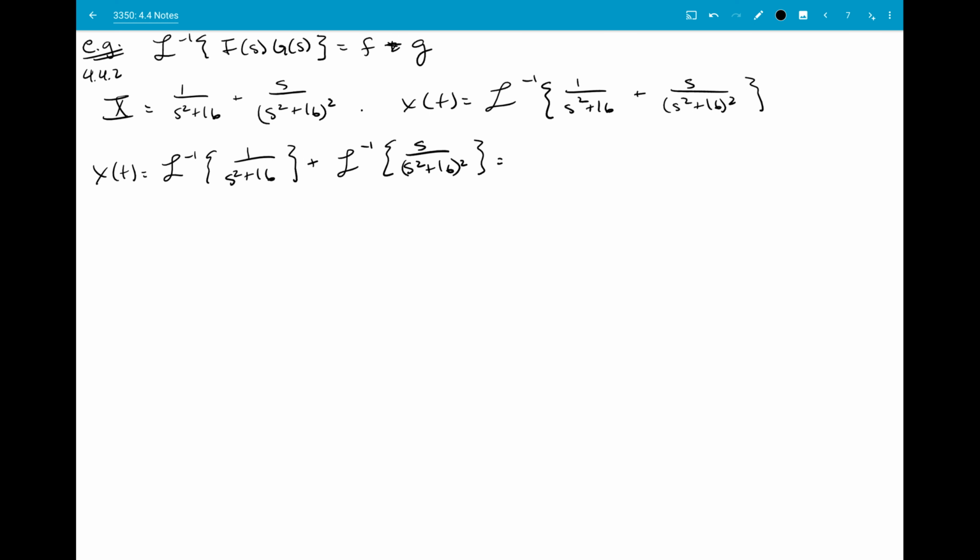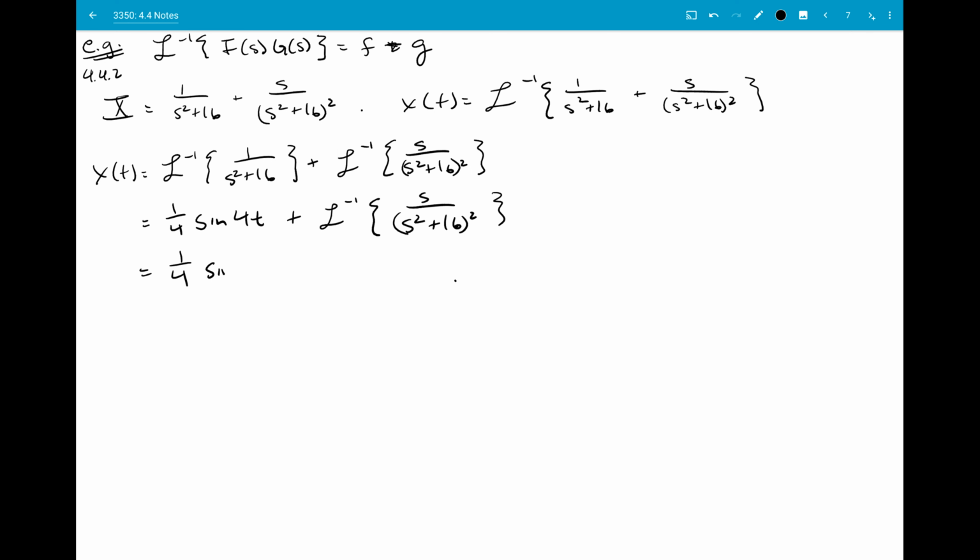Okay, so L inverse of 1 over s squared plus 16 is just going to give me 1/4 sine 4t. And really the thing that I'm worried about here is this L inverse of s over s squared plus 16 squared. How are we going to find that is the real problem that we're focusing on here. Before, we recognized that that was a derivative, and it took us a couple steps to fill in all the details for that. Now we're going to say that that's a product of two functions and see what happens.